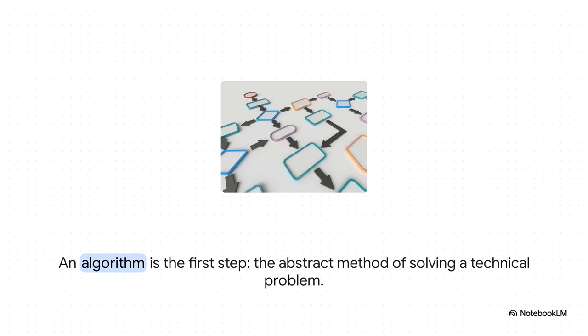Everything, and I mean everything, starts with an idea. It's a method for solving a problem. In computer science, we call this an algorithm. It's the abstract blueprint, a set of rules for getting something done that isn't tied to any specific programming language. It is the pure, raw concept at the very heart of the software.